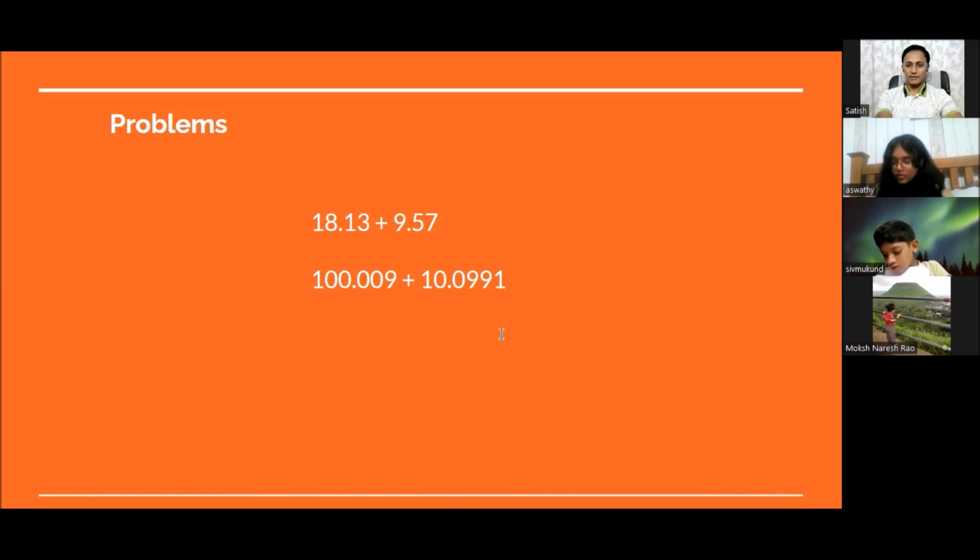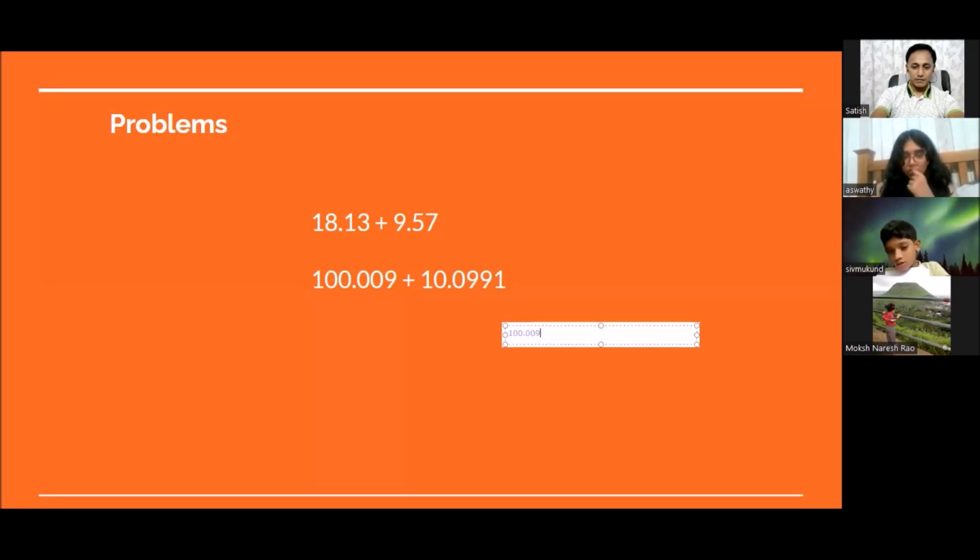So when you write the problem like this, you should write like 100.009 plus. So you see, Shivamukund, you can't write here. You have to write 1 here and then point, then 0991. You see now, Shivamukund? Yes. So this 1, above 1, there is nothing. You can assume there's a 0. So 1 is 1 only. Then, like that, you have to add.